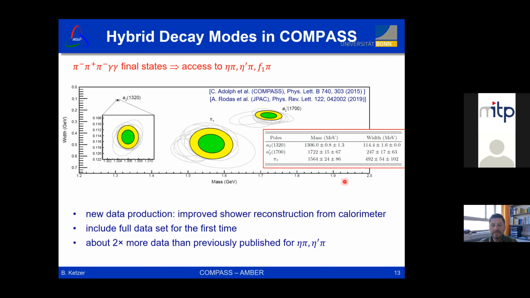Now, just to remind you that it was this reduced data set that led to this extraction of the pi 1 pole, where we concluded together with JPAC that only one pole is needed to describe both the pi 1 1400 in eta pi and the pi 1 1600, which is dominant in eta prime pi. So I think the question of 2 pi 1s at low mass should be resolved by that. And as I said, we will add a factor of 2 in data.